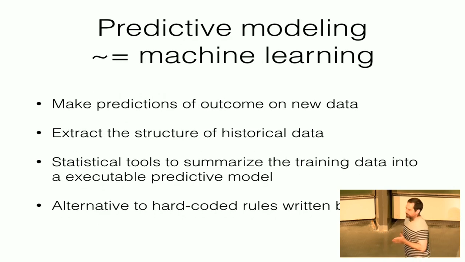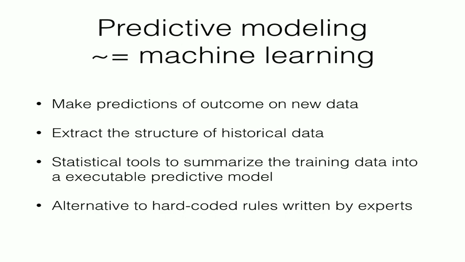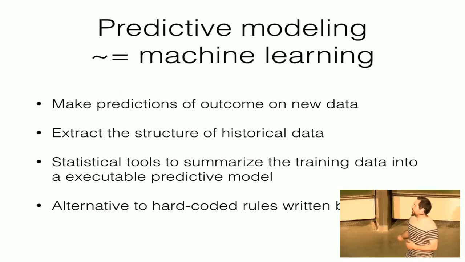So what is machine learning, or what is predictive modeling? The goal of machine learning is to make predictions of the outcome of some physical or social phenomenon based on the data that we collect. The goal is to predict what's going to happen in the future, on stuff that we cannot observe yet or haven't observed yet. And we do that not by hard coding the rules of the behavior of the system in the code of the program, but by writing a program that will extract the structure of historical data by itself and generate another program, basically, that can make predictions based on the historical data.